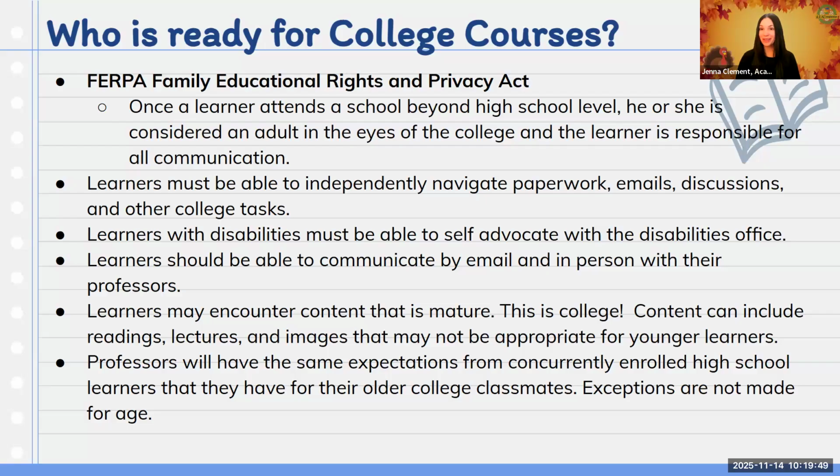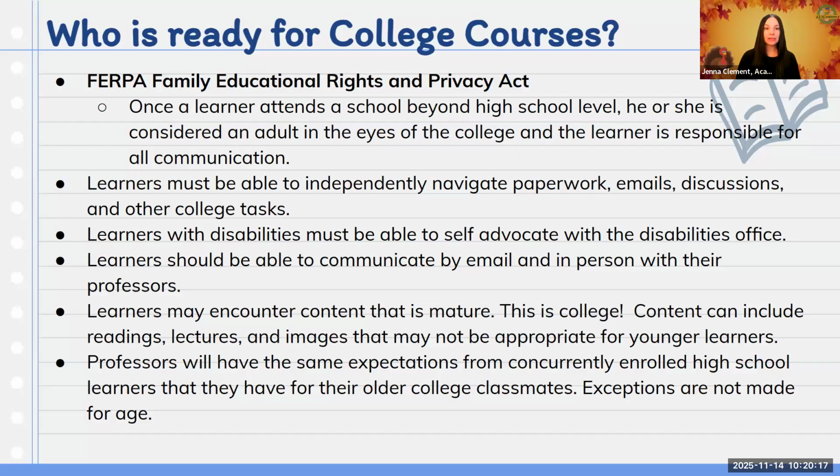The next thing is just something to think about. College is designed for adults. And so that means some of the content in these classes is mature and it's meant for adults. They don't change their content because they have a 14-year-old or 15-year-old in their class. So you just want to make sure you read those course descriptions. You can request a syllabus and see what is going to be covered and whether you think your learner is ready for that content level that might be covered.